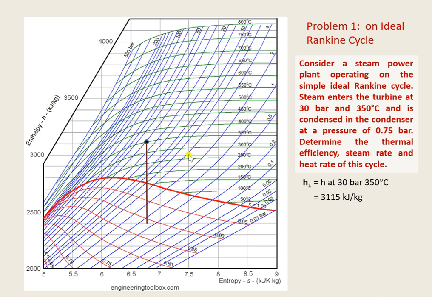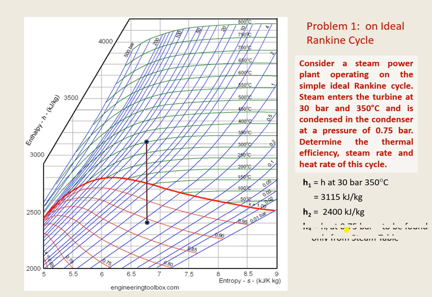Now we go to state 2. State 2 is after the expansion in the turbine to the condenser pressure. Condenser pressure is given as 0.75 bar. You don't have a separate 0.75 bar line. We will take a line which is in between 0.5 bar and 1 bar. So this is 0.75 bar. The point of intersection of the line drawn from state 1 and the 0.75 bar line is state 2. So this is state 2. The enthalpy here is 2400 kilojoules per kg.